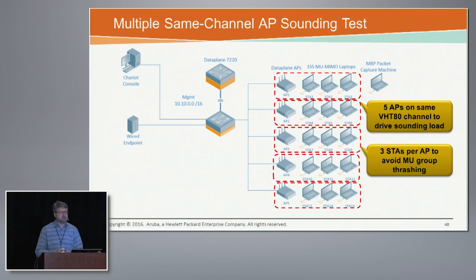So we set up 5 APs and we put 3 stations each on them. Again, we are intentionally taking out roaming, we only want one AP per station, we don't want it thrashing clients. We want to have just pure MU groups on each one. The purpose of this test is to look at how channel sounding scales at the channel level with multiple APs.